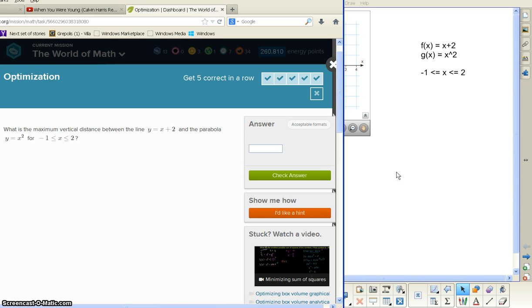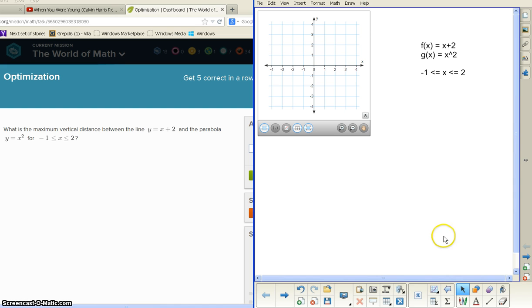What's the maximum vertical distance between y equals x plus 2 and the parabola y equals x squared, and it has a domain from -1 to 2. So I'm going to do a quick little hand graph of this. My computer is just a hair slow, but we have x plus 2, and that's going to be that line, and it's going to be a solid dot on this end. We're going to live with that.